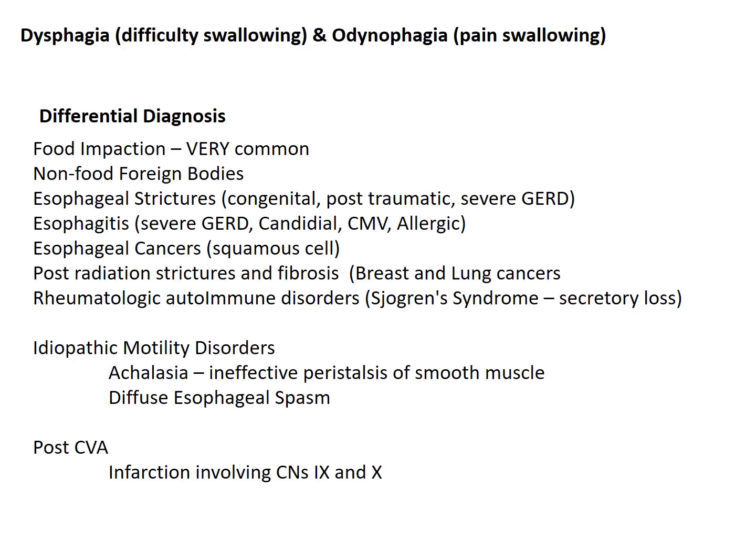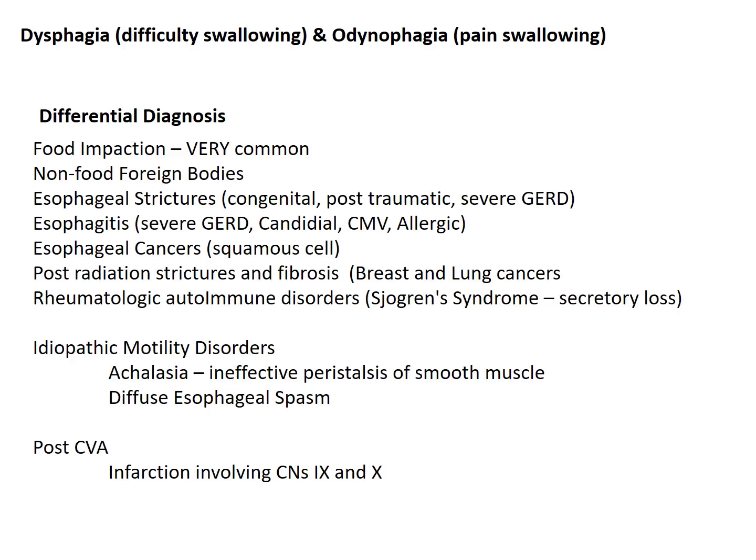Radiation and fibrosis, so individuals who've had radiation for certain types of breast or lung cancers, long-term complication of that radiation to the thorax can lead to esophageal fibrosis. There are some autoimmune disorders that can lead to inflammation of the esophagus. There is a motility disorder referred to as achalasia that a number of individuals suffer from.